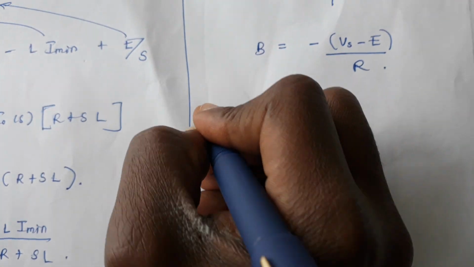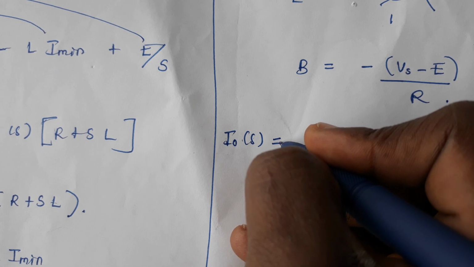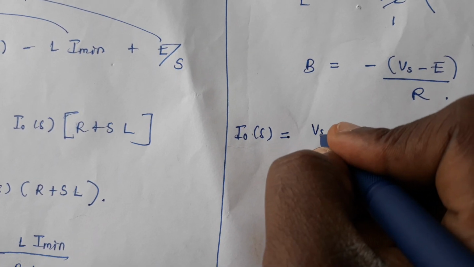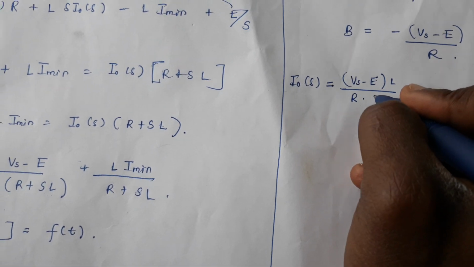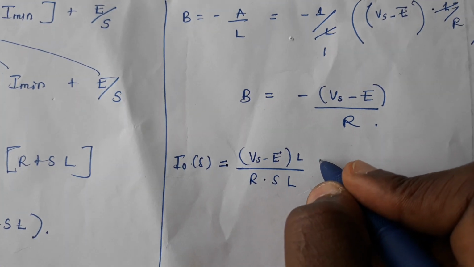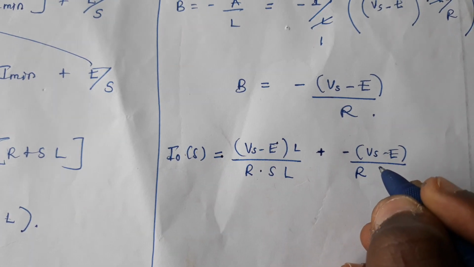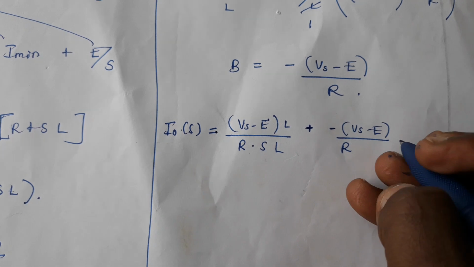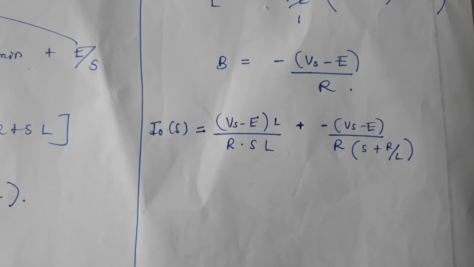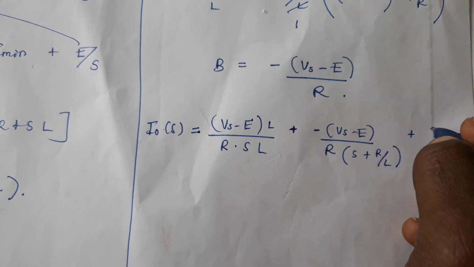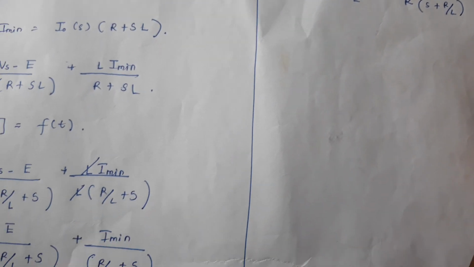Okay, so we'll have I out of S is given by A over SL, which we have here, and we got the value of A as Vs minus E, so it's Vs minus E, okay, L over R, then divided by SL, so it's going that way, okay, then plus B. B we know is Vs minus E over R. Then the denominator there for B was S plus R over L.